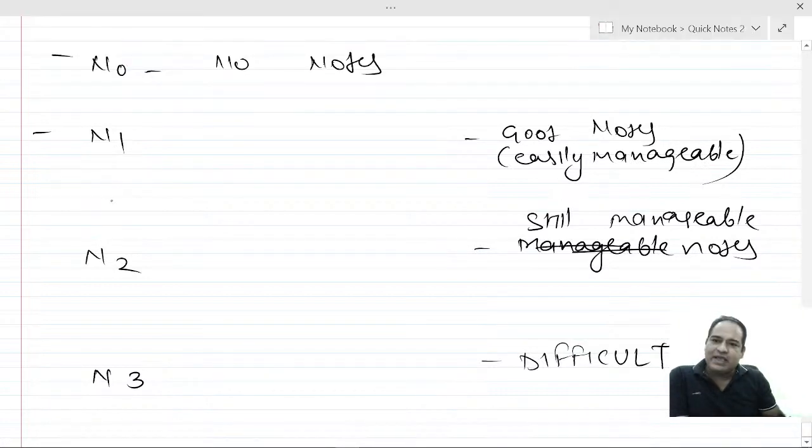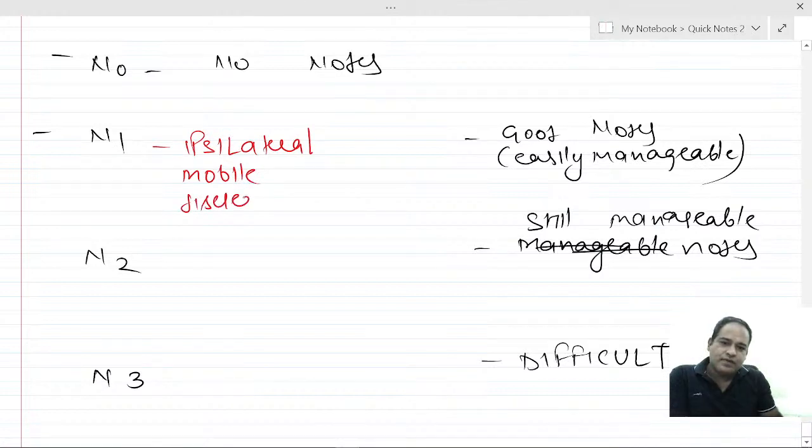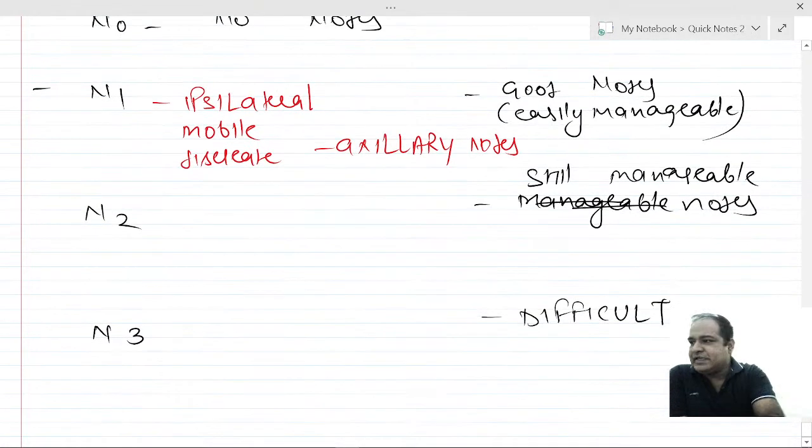So what all is included in good node? Ipsilateral, that means on the same side. Mobile, discrete, axillary nodes.